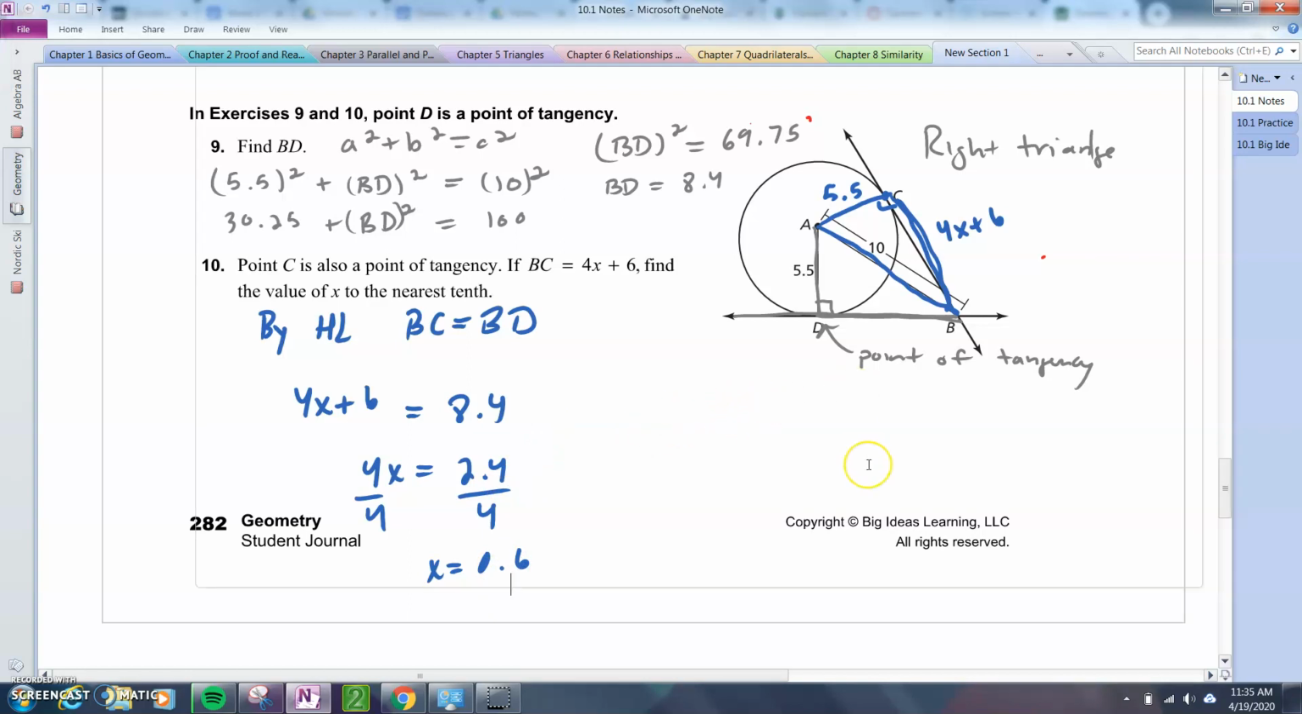Alright, so remember, when you have two tangent lines and they meet at a common point, those tangent segments from the point of tangency to the common point are going to be congruent. And we're going to actually use that in the next set of videos here.